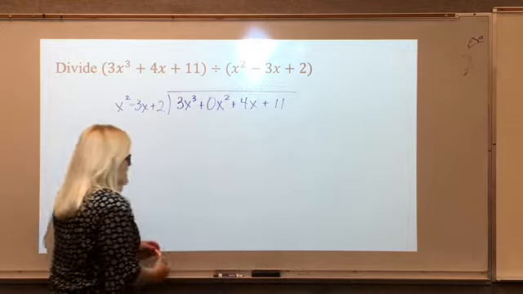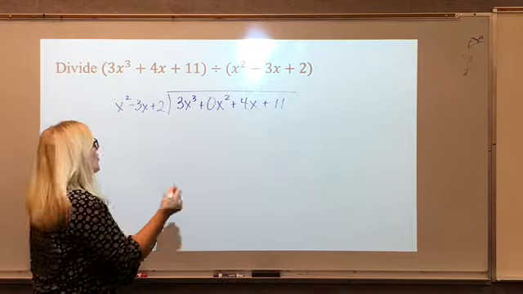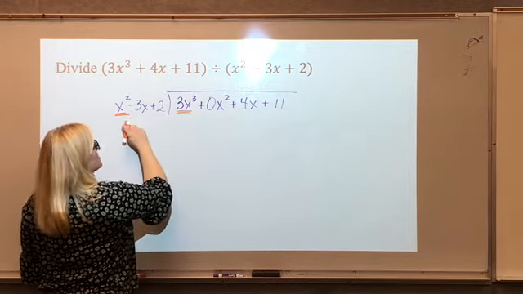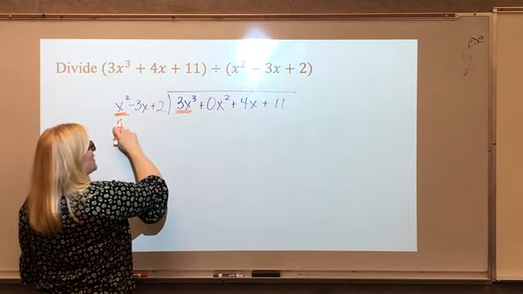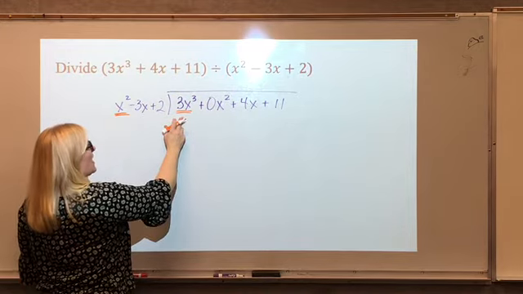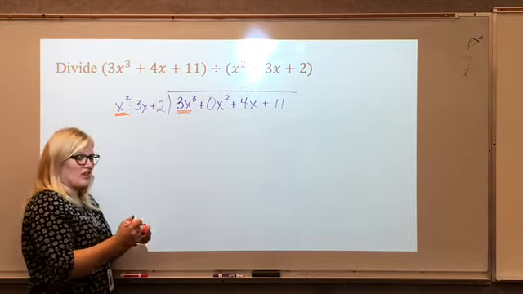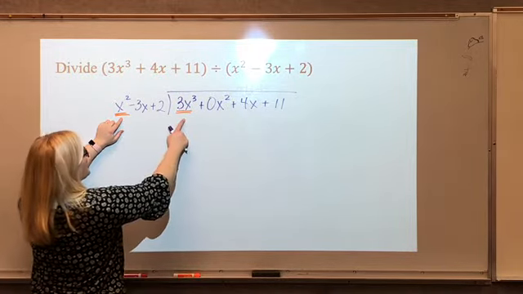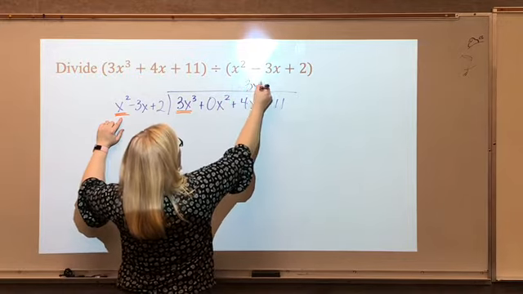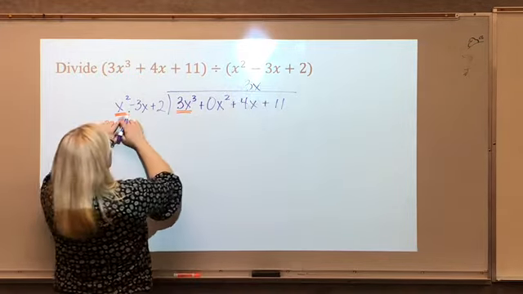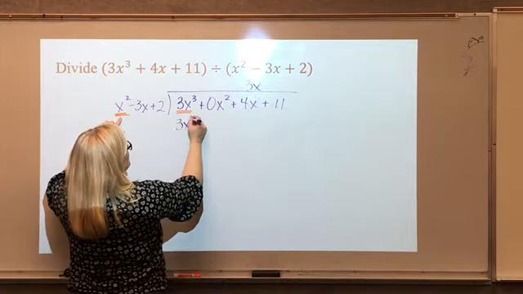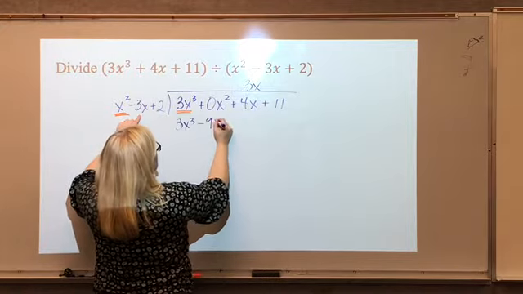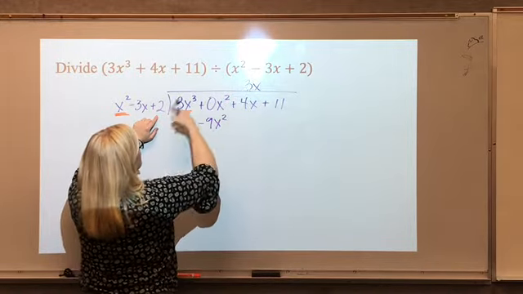Whew. All right, again, I'm only looking at the first term, all right? And I'm going to see what multiplies to x squared to give me 3x cubed. And then these are just stragglers. They're just going to follow along. All right, so x squared times 3x will give me 3x cubed. 3x times x squared, 3x cubed. Then 3x times negative 3x is a negative 9x squared. Then plus 6x.